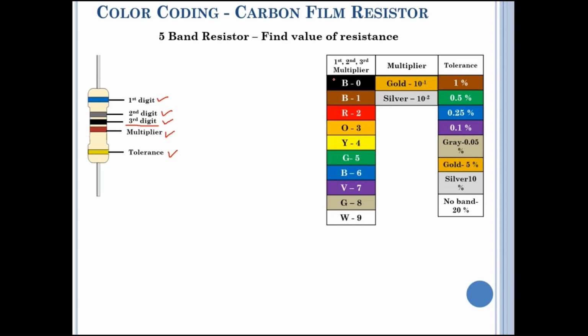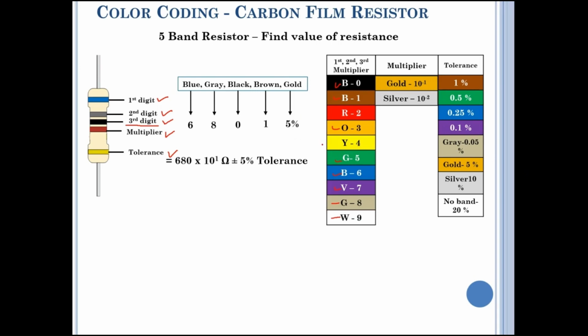So let us write our sequence by B. Roy is a good boy and has very good wife. Then 0, 1, 2, 3, 4, 5, 6, 7, 8, 9. Then mention the color codes of the resistor: blue, gray, black, brown, gold. So blue represents 6, gray 8, black 0, brown 1 and gold is 5%. The value becomes this. How?